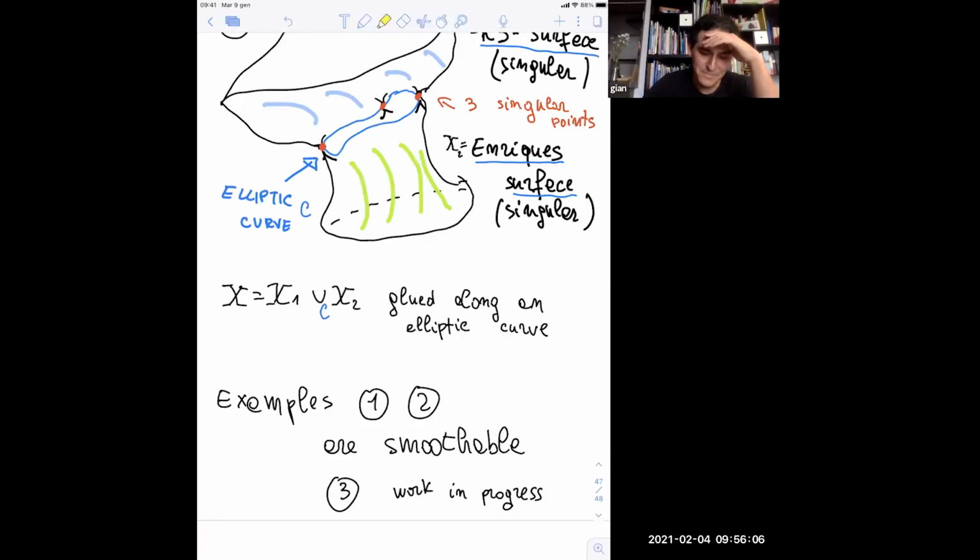Yes, please. So a cheap way to get smoothings on these surfaces, the non-Gorenstein ones, is by computing the second cohomology class of the tangent sheaf. So I was wondering if you did the computation and what is the dimension of this second cohomology?